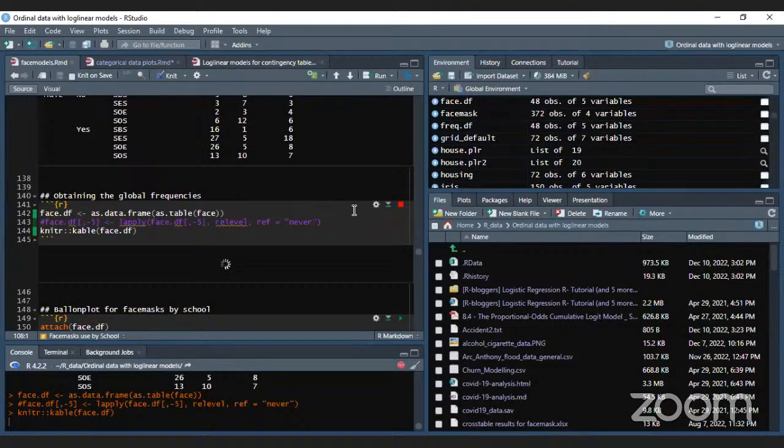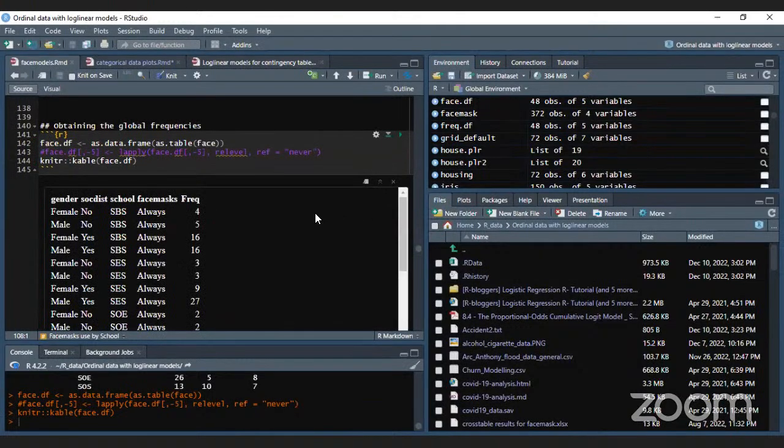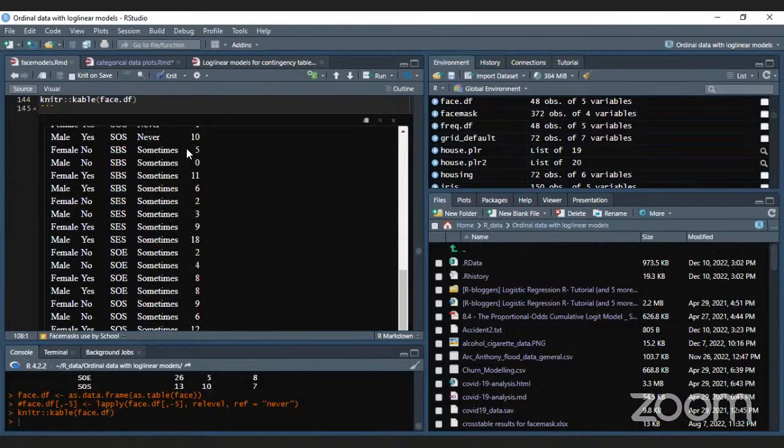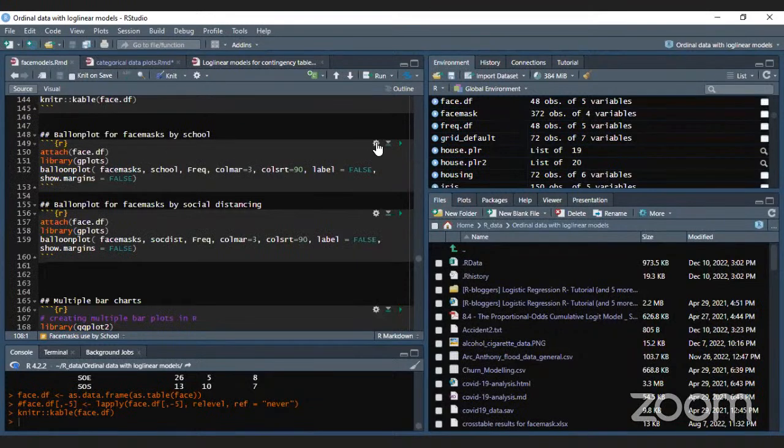R is very easy to use when it comes to manipulation of data like this, which we would be struggling with in some other software. All we need to do is take our time to sit down and understand what we want to do. You can see gender, it has brought everything together. Look at gender, social distancing, school, face masks. This is 372 students that were given the questionnaire. You can see female, no, the person was not keeping social distancing, from School of Business, and always uses a face mask. 4, you can see. By the time you see all of these, you're going to have the detailed total number of students that were interviewed. So balloon plot now.